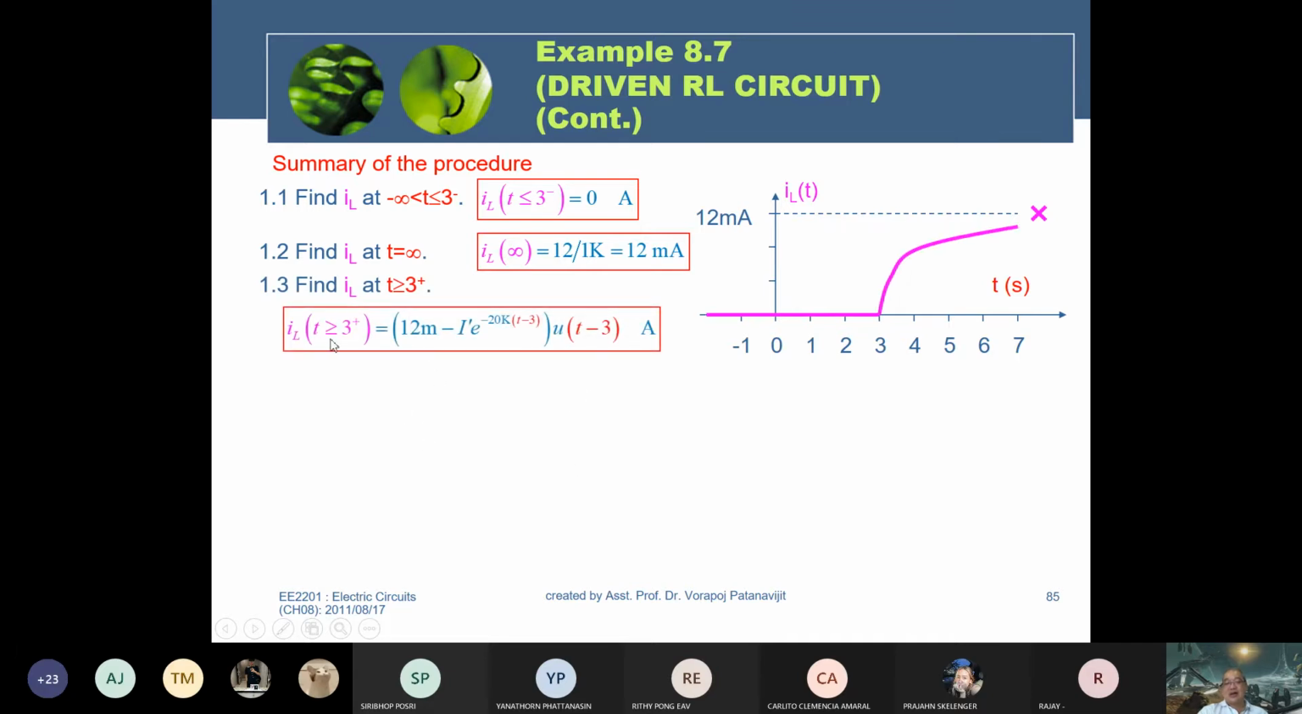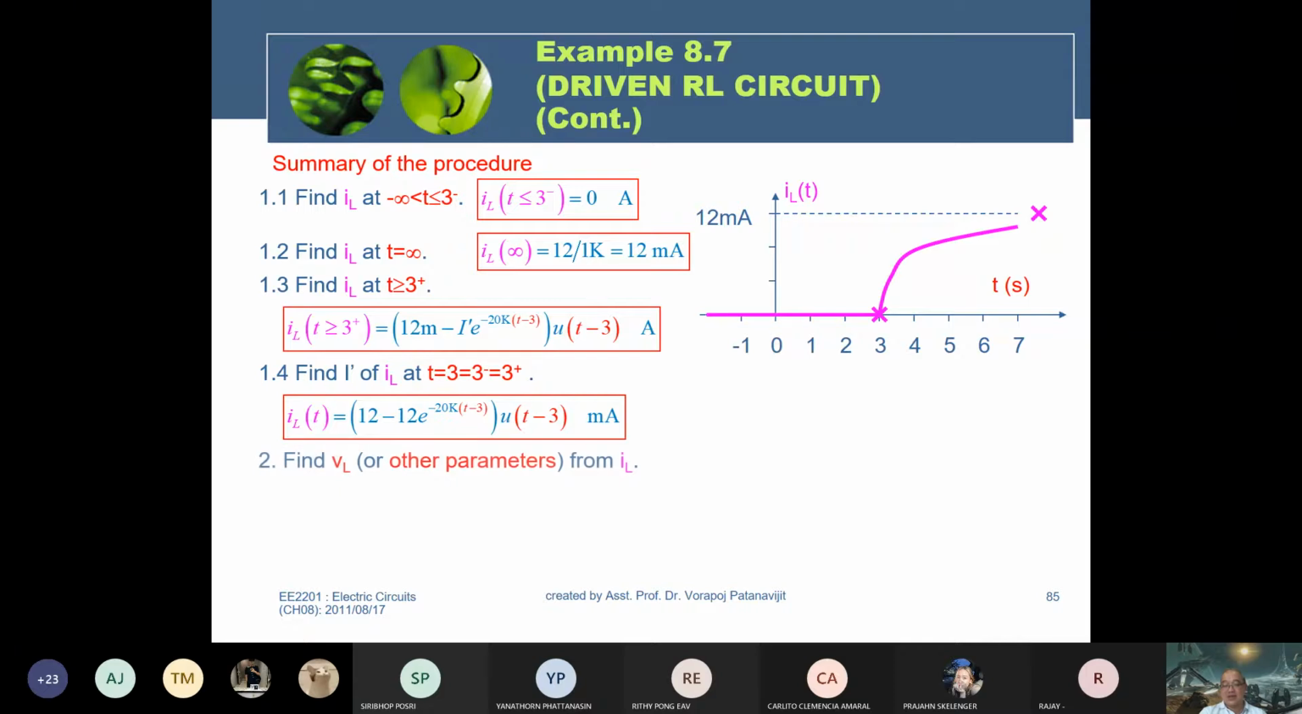IL equals 12 milli minus I hat e to the power of minus 20k t. Equation 1.1 and 1.3 are equal, therefore you can determine I hat from this step, and I hat is equal to 12 milli too. For time greater than 0, the other parameter that the question asks for is VL, the inductor voltage.